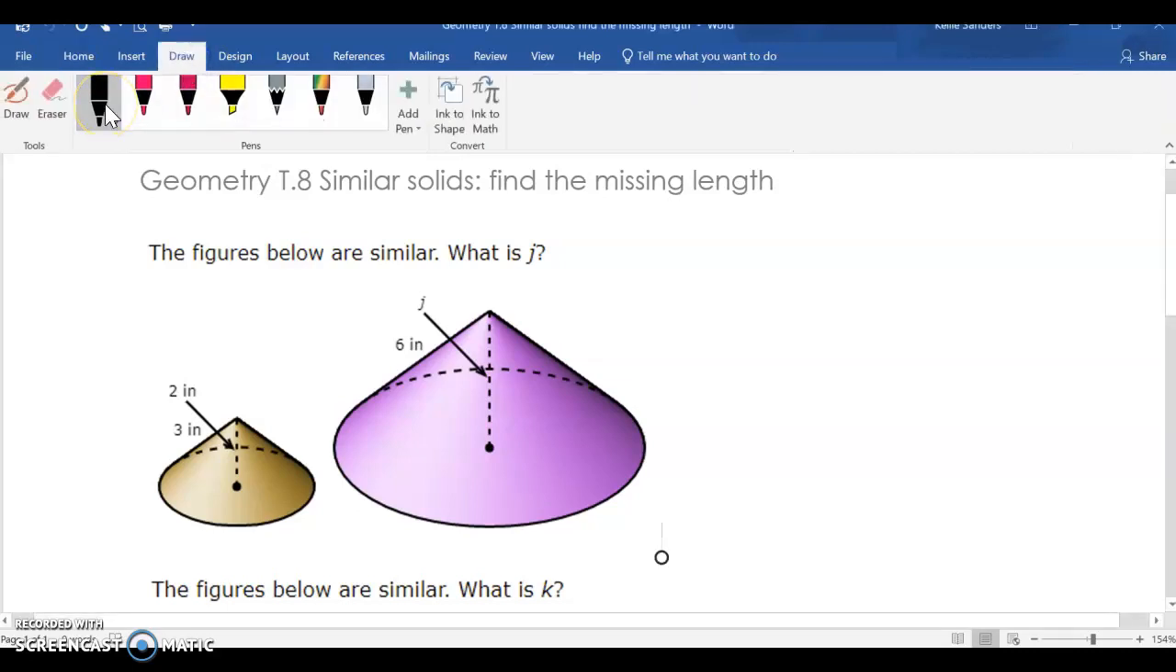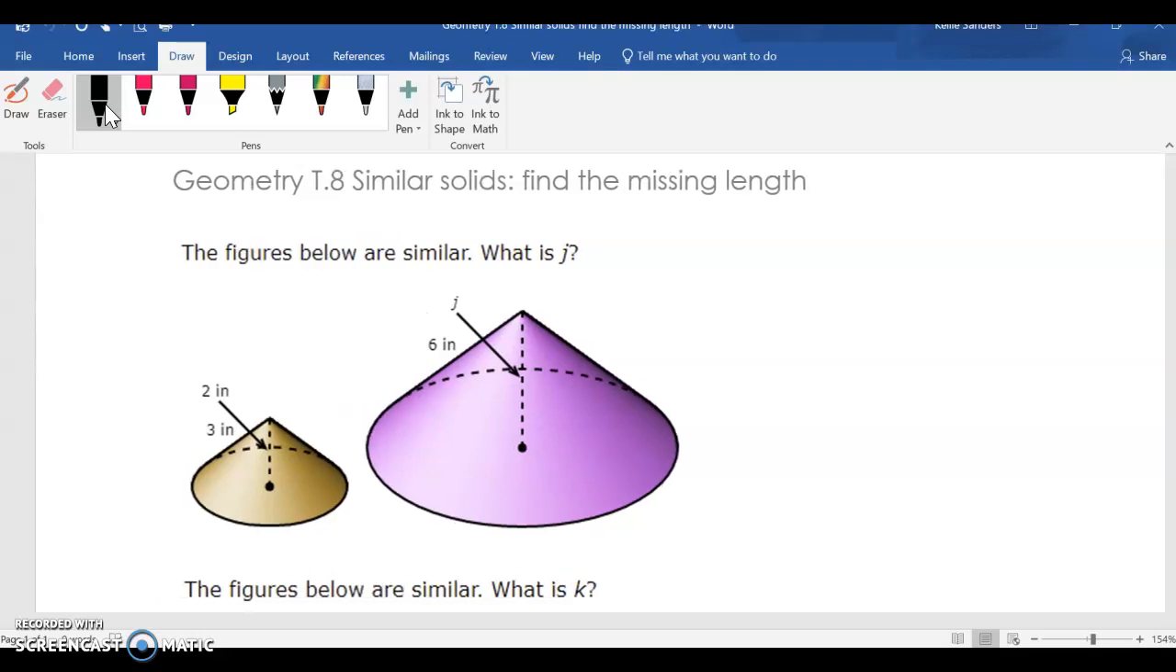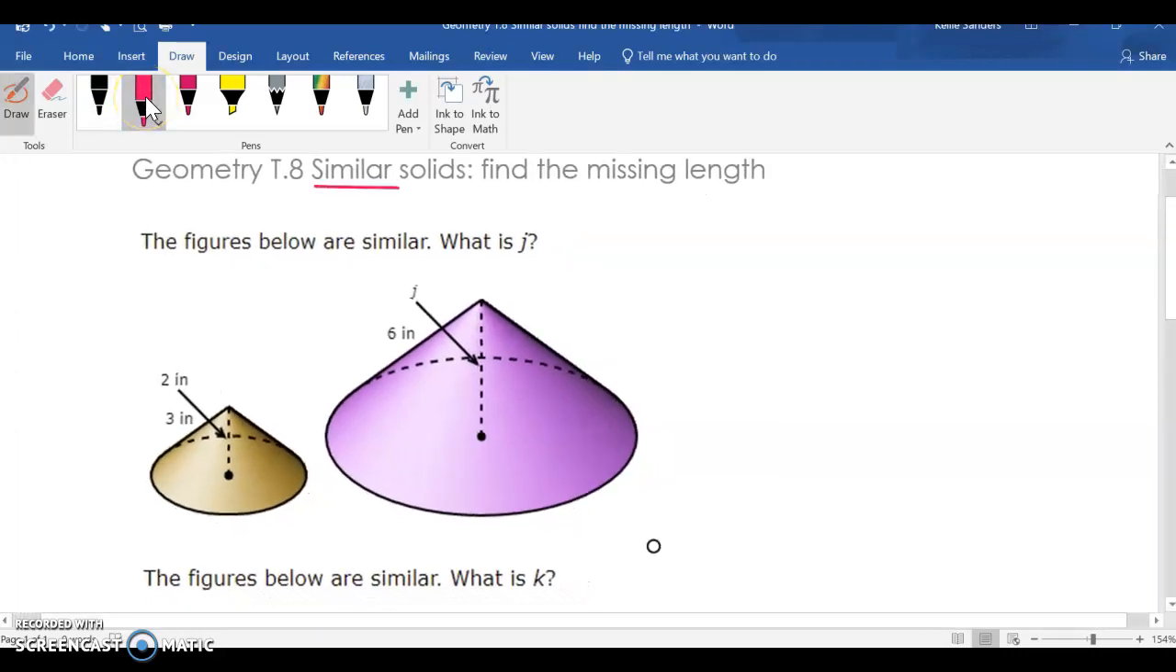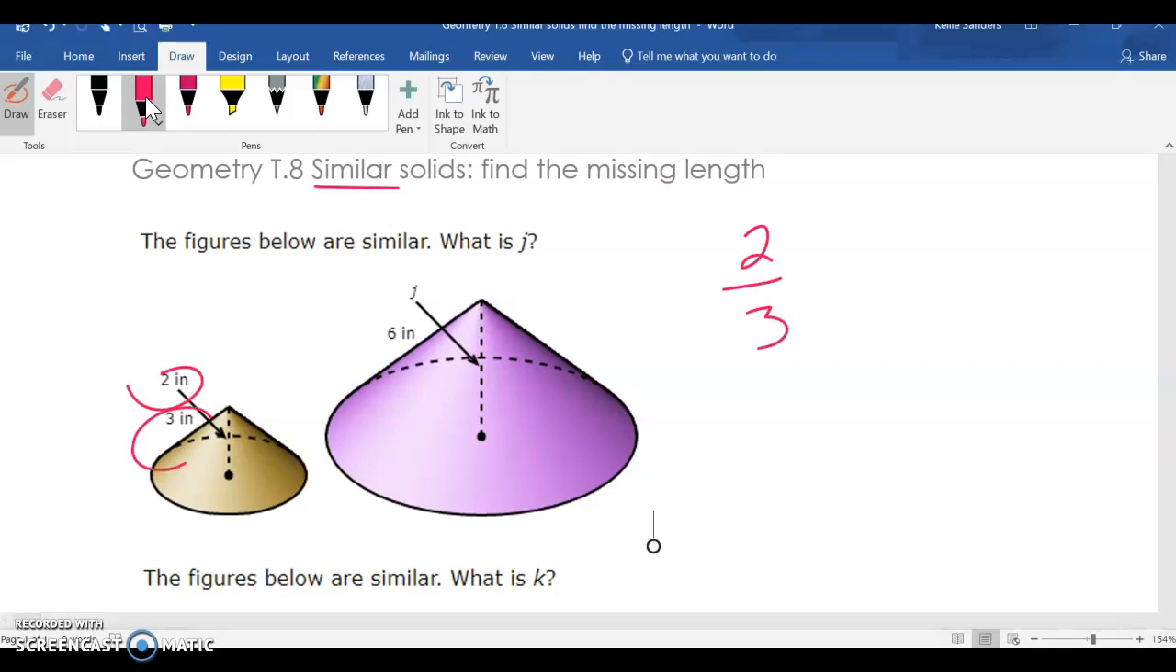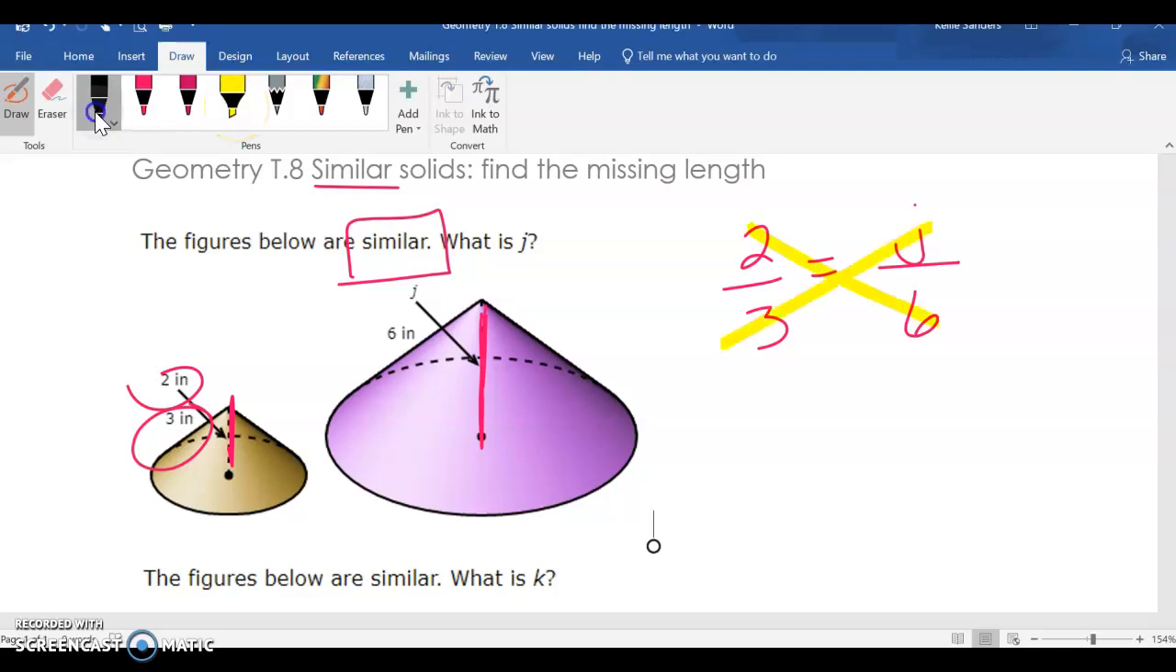Create similar solids, find the missing length. You've done this over and over and over in previous lessons. So because they are similar, they are proportional. So 2 is to 3, and I got that from those two. 2 is the height of this cone, and we do not know what J is, but 6 is the slant height, and I know that they're similar, so I know that they're proportional, and so we cross multiply.